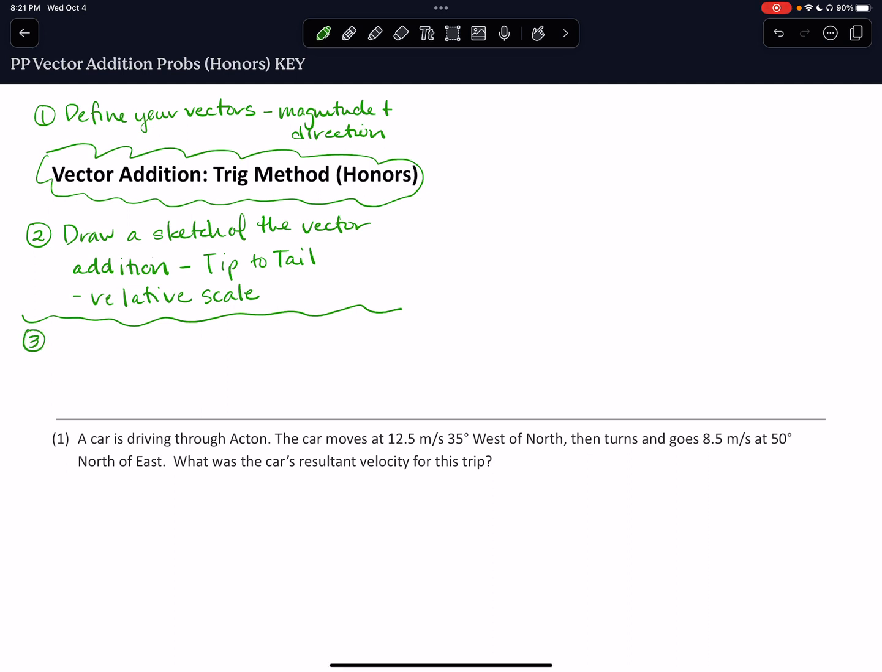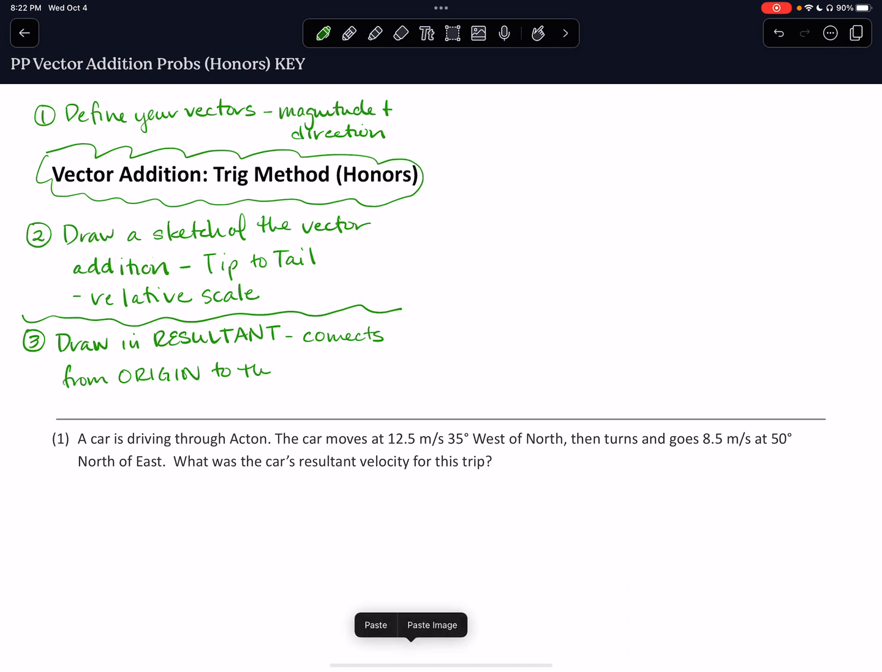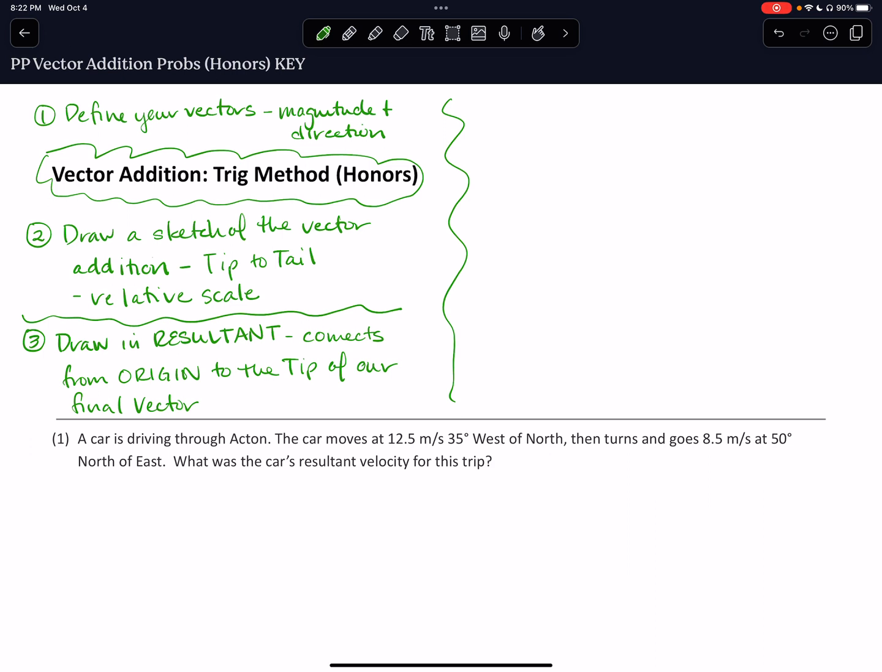All right, third, we need to add in our resultant. And remember, the resultant connects from our origin, where we started our very first vector, to the tip of our final vector. So again, the resultant is going to connect from the origin to the tip of our final vector. And we just draw that in as a straight line with an arrow.